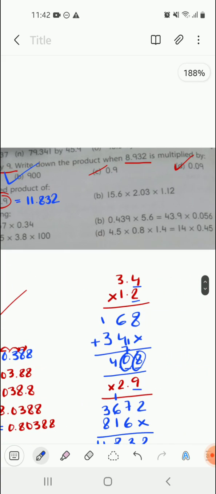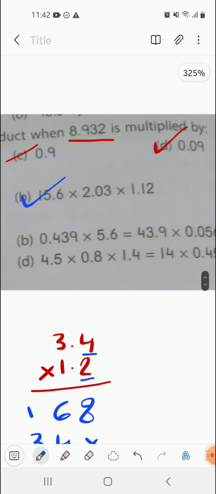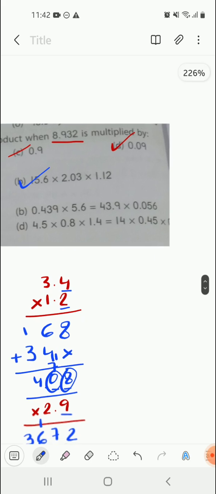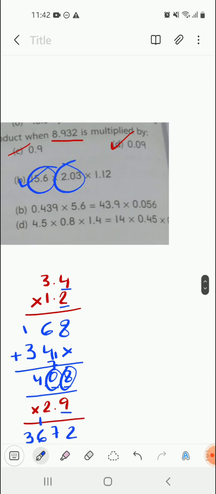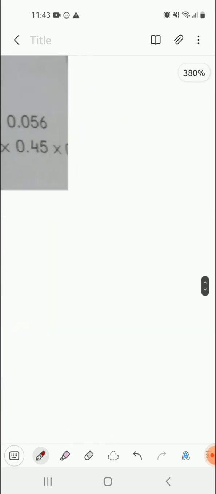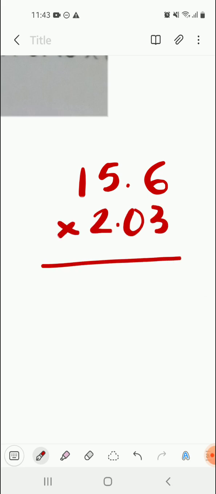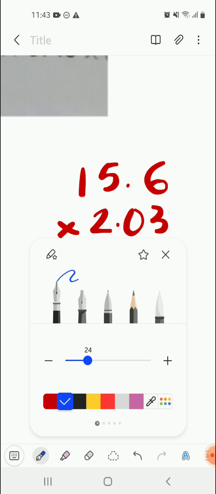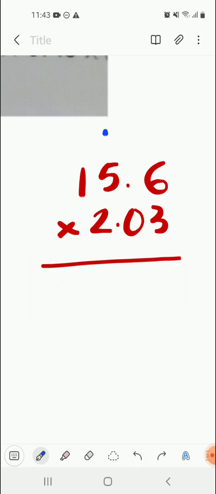Moving on, number B. We've got again continued product 15.6 and 2.03. So let's do it. First we'll take the first two numbers, 15.6 and 2.03. Multiply. 6 into 3 is 18.